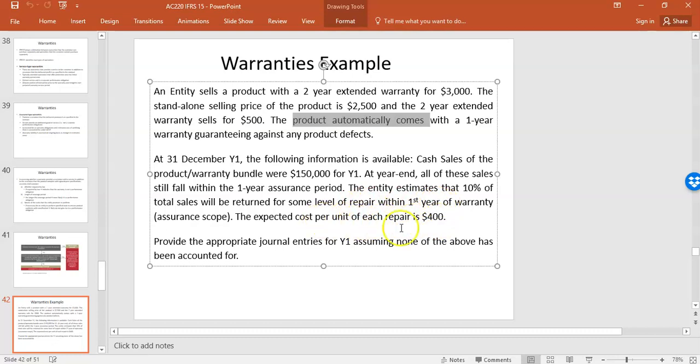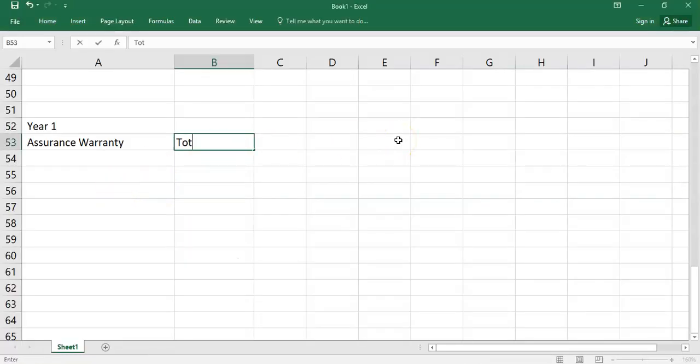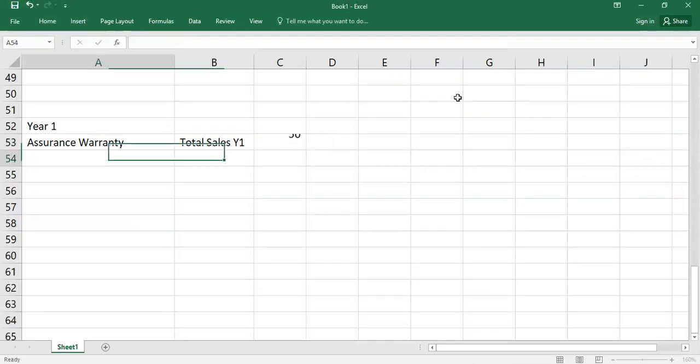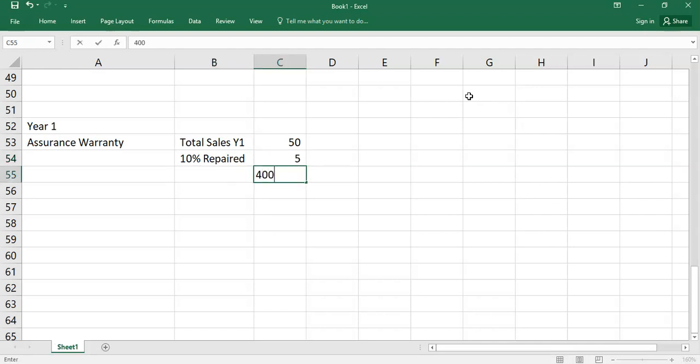Now you have to be careful here. We have to figure out how many units do we sell. So total sales in year 1 are estimated to be 150,000 divided by 3,000, because each bundle, remember, is 3,000. So you have 50 sales, and you expect 10% to be repaired. 10% are to be repaired, which is, of course, 5. And the cost per repair is 400.